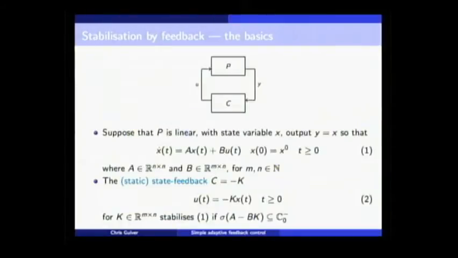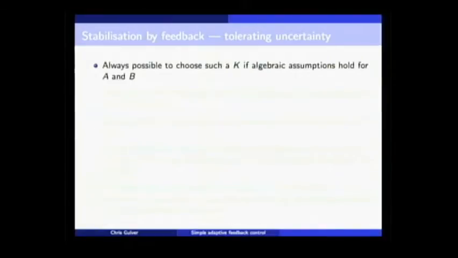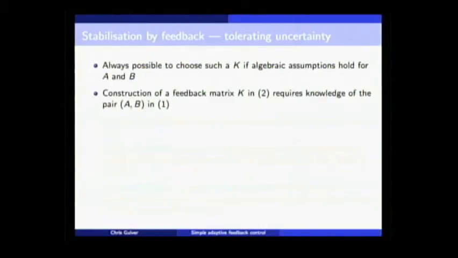If you plug in 2 into 1, you get A minus BK, so you get a new linear system. Zero is an equilibrium if you have no u, and it's stable if the eigenvalues of A minus BK are in the left half complex plane. That's what I mean by this symbol. So I want to choose K so that A minus BK has some nice properties. This has been known for a long time: if A and B have certain algebraic properties, you can always choose a K. However, and it's never unique, knowledge of K depends on A and B, right? That seems natural. Choosing K such that A minus BK has a certain spectrum requires knowledge of A and B.